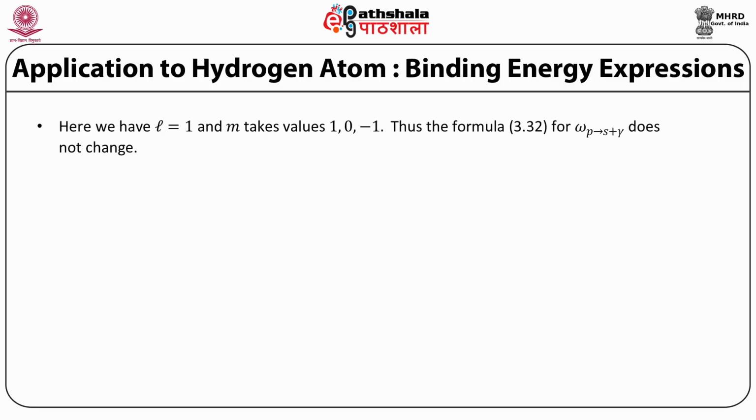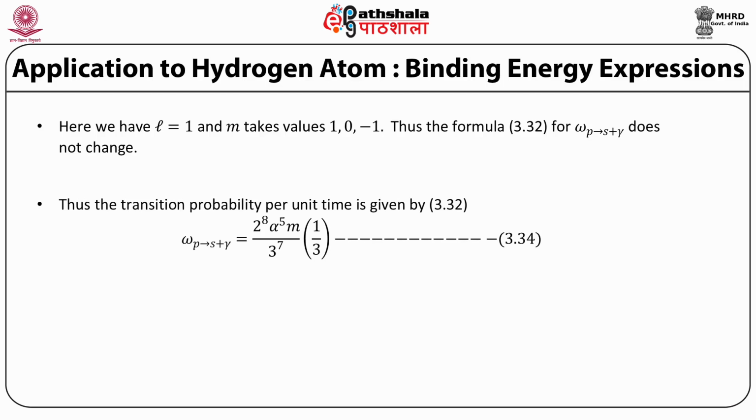Here we have L equal to 1 and M takes the values 1, 0, minus 1. Thus the formula 332 for the transition probability from P state to S state plus photon does not change. Thus the transition probability per unit time is given by 2 to the power 8 alpha to the power 5 m divided by 3 to the power 7 into 1 by 3.